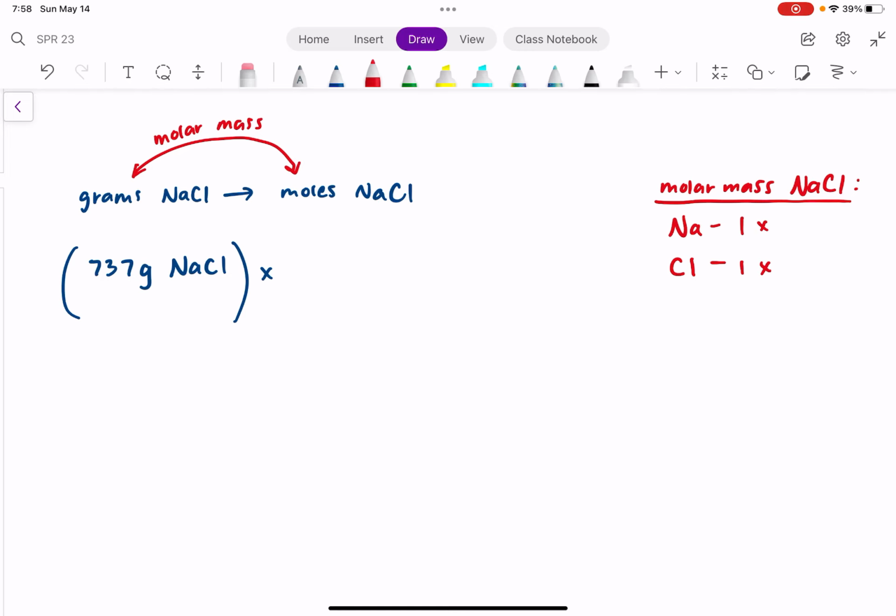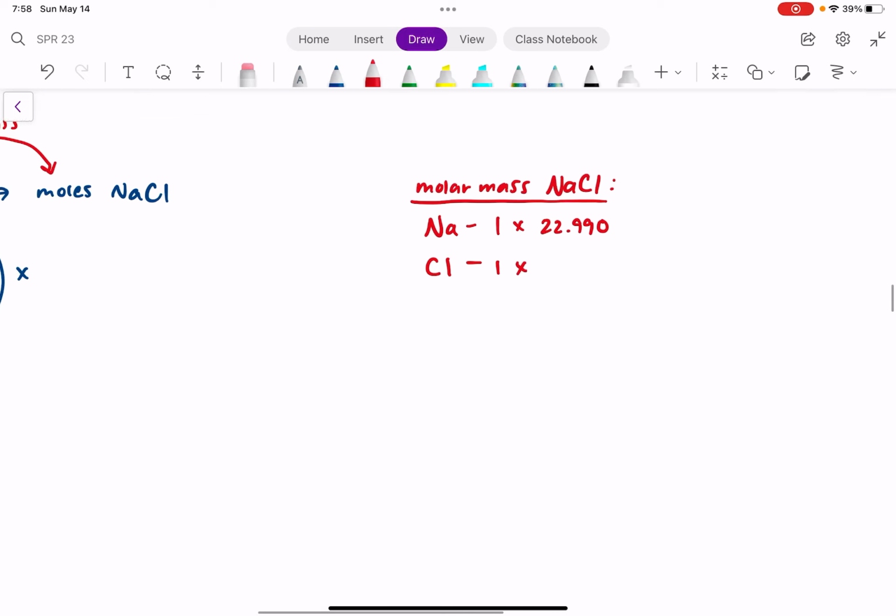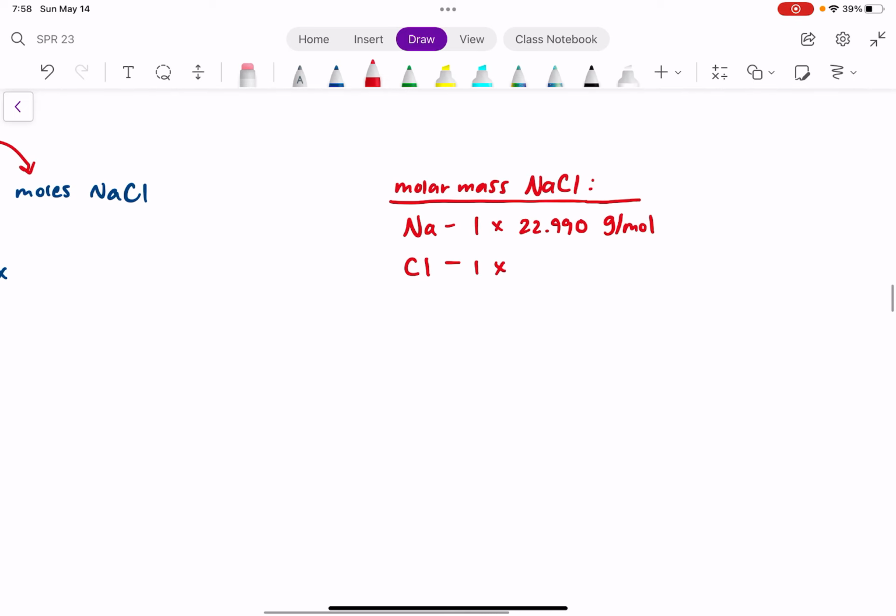So now is the part where I figure out how many grams of Na are in 1 mole of Na. How do I find that? Yeah, periodic table, right? So I go to my periodic table and I look at the number on the bottom. So it's 22.990. What are the units? That's grams per mole. So that's my molar mass for sodium. What about chlorine? What's its atomic mass number? 35.453 grams per mole. And remember, you might have slightly different numbers here, and that's just because it depends on what periodic table you have. So that's okay.